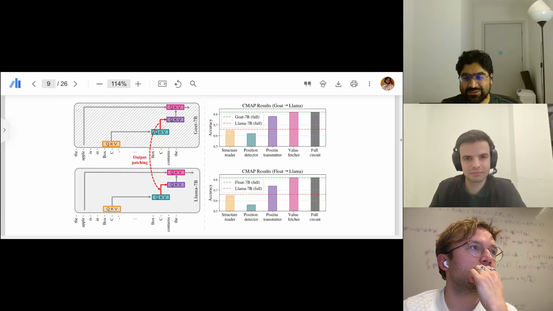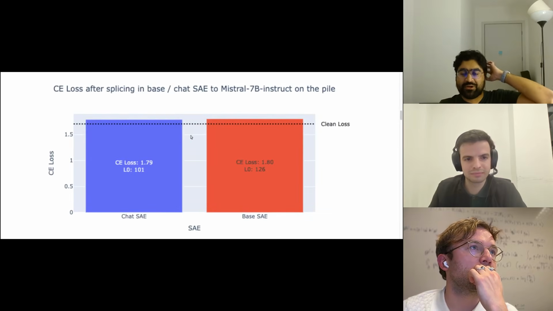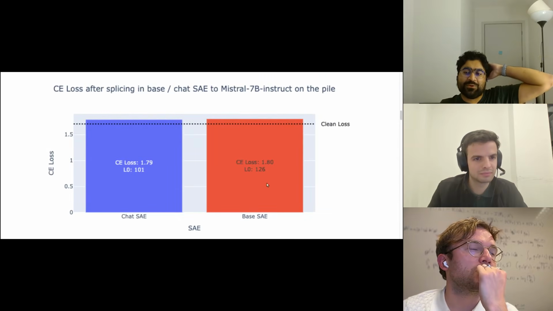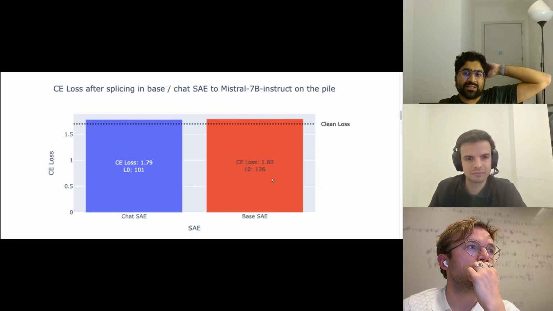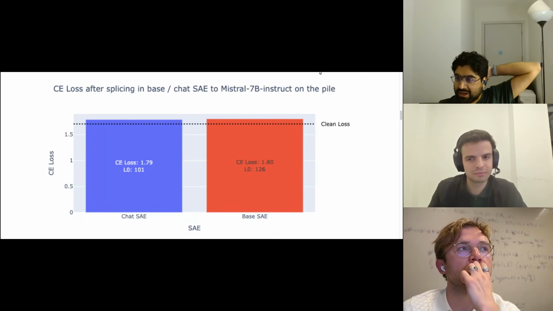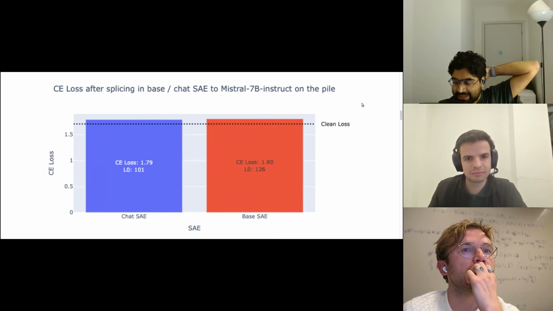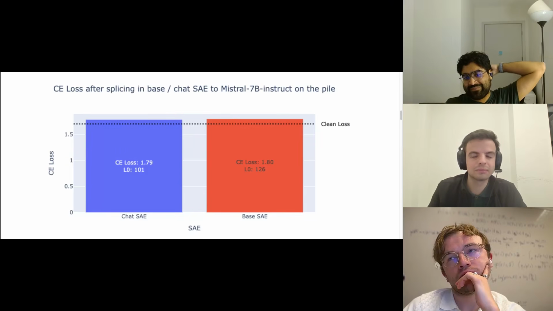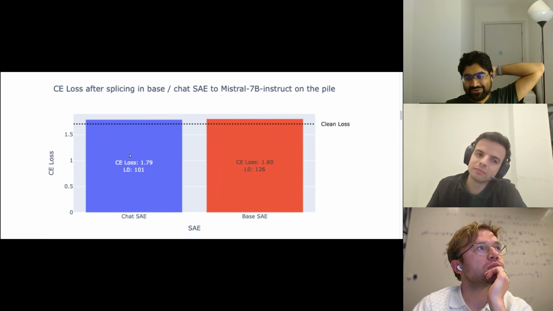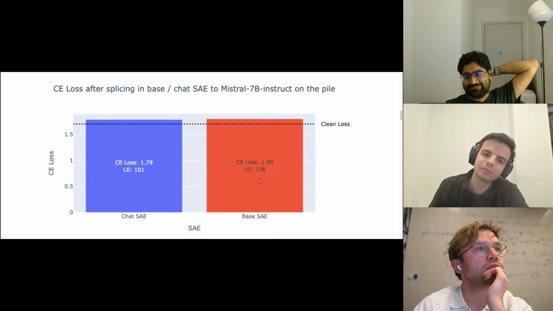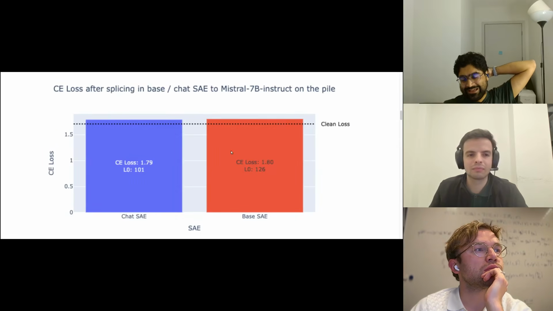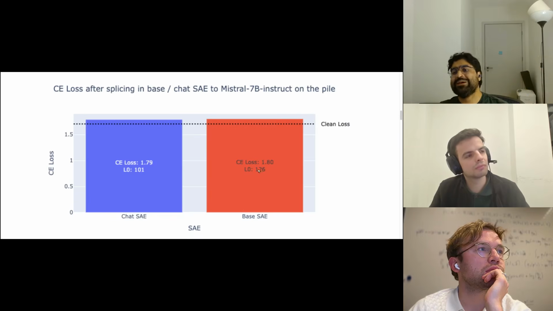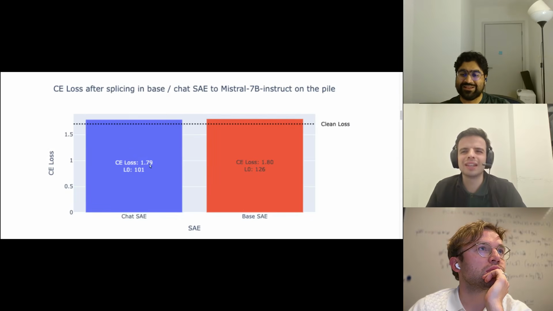Another version of this is you can take a sparse autoencoder on the base model and run it on the chat model. This is from a post Connor Kissane did on whether you can use base model SAEs on the chat model. This is an SAE trained on the chat model. This is one trained on the base model, just blindly used on the chat model. It's not perfectly comparable because the L0 isn't quite the same, but the loss is pretty damn similar.